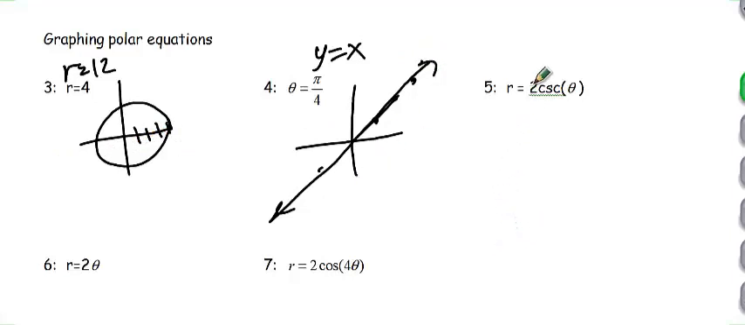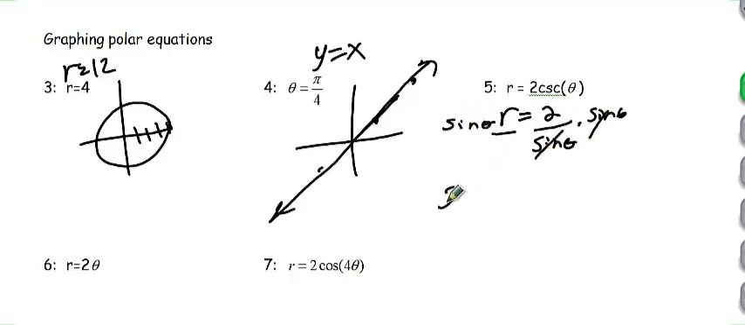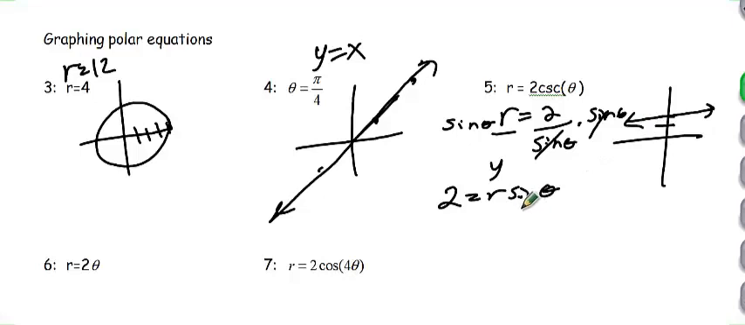Alright, let's try the next one. 2 cosecant of theta. Alright, at first it doesn't seem really to give us much in the way of doing this by hand, but if we were to rewrite this as r equals 2 over sine of theta, multiply both sides by sine of theta, and we end up getting 2 equals r sine theta. Now, at first, if this is the first time you've been seeing this, you probably don't recognize this yet. That's y. The line y equals 2. So it's up here at 2. Horizontal. Nice and easy like.